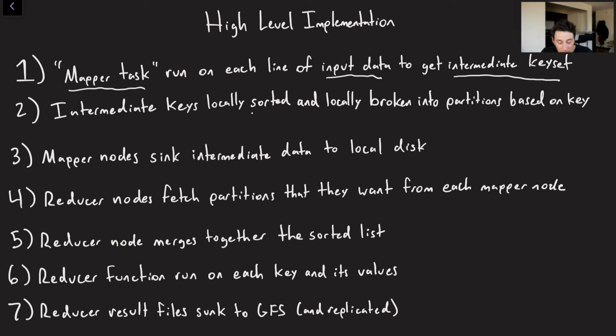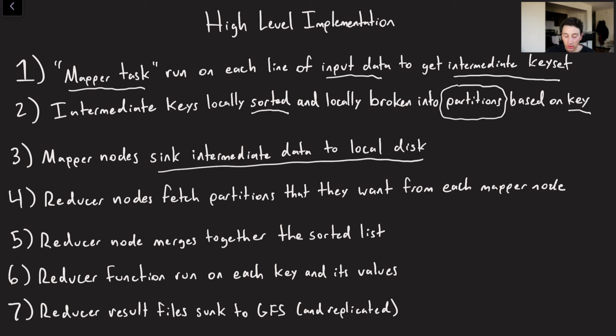So locally, what we're going to do is actually sort those, right? All of the intermediate keys so that the same key is next to each other on the mapper node. And then what we're going to do from there is we're going to break them into partitions. I'm going to discuss in a little bit how we actually break those keys into partitions, but it is going to be based on the intermediate key itself. And then now we've got a few partitions on every single mapper node. The next thing that we're going to do is take all of those partitions of the intermediate key set and sync them to our local disk on the mapper node.